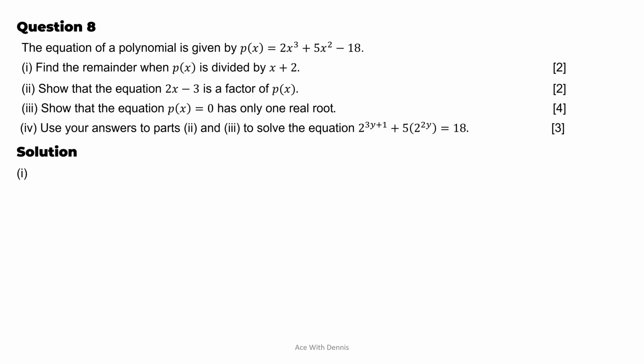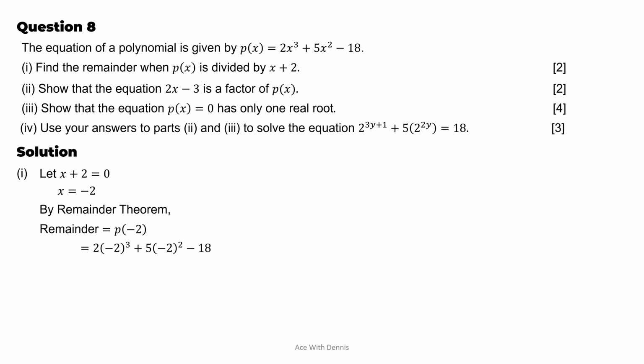Here's the solution. For part 1, first we let x plus 2 equals 0, hence x equals negative 2. By the remainder theorem, the remainder will be equal to p(negative 2). So we substitute x equals negative 2 into p(x). Then we get 2 times negative 2 cubed plus 5 times negative 2 squared minus 18, and the result is negative 14. So this is the remainder when p(x) is divided by x plus 2.